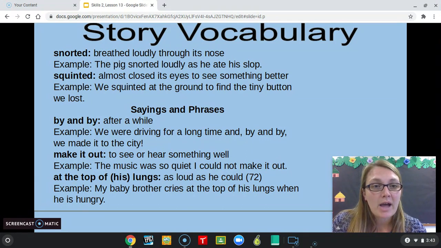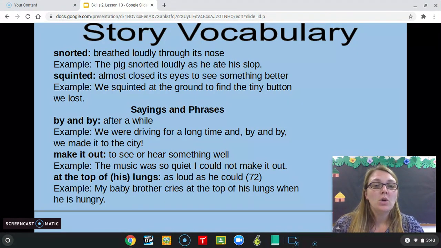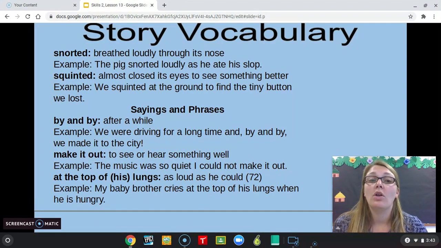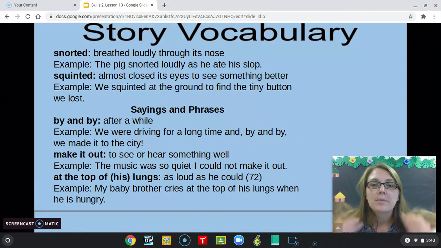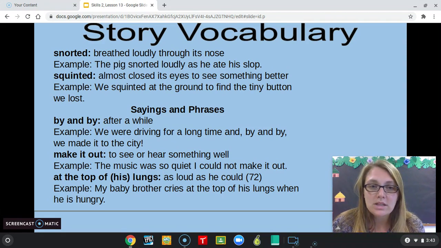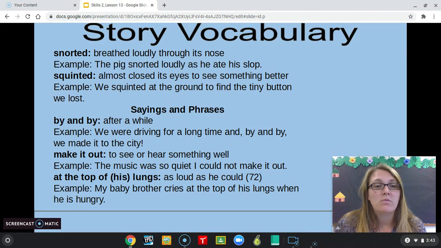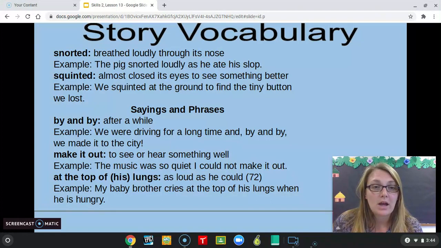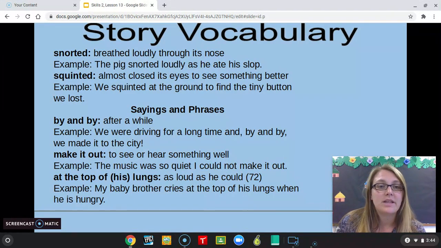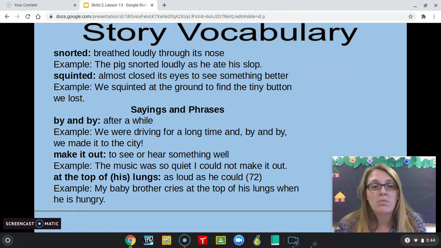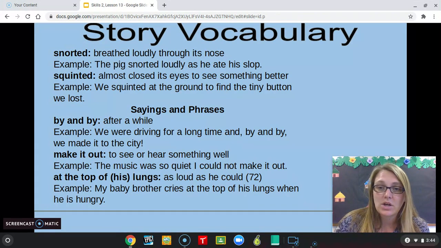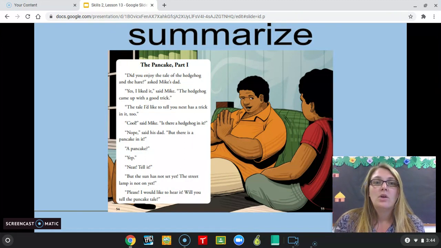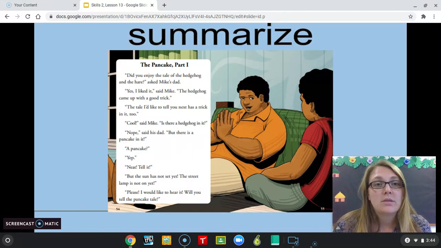Sayings and phrases: by and by means after a while. We were driving for a long time, and by and by we made it to the city. So after a long while, made it to the city. And make it out, to see or to hear something well. For example, the music was so quiet I could not make it out. And then at the top of his lungs or her lungs, just as loud as they could. For example, my baby brother cries at the top of his lungs when he is hungry. Okay, so summarizing part 1.